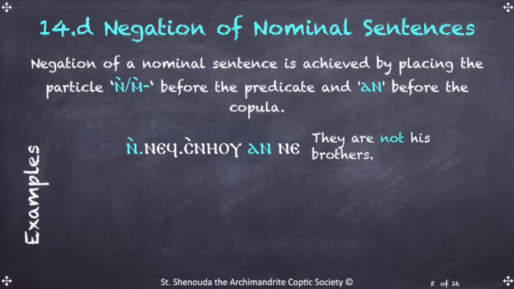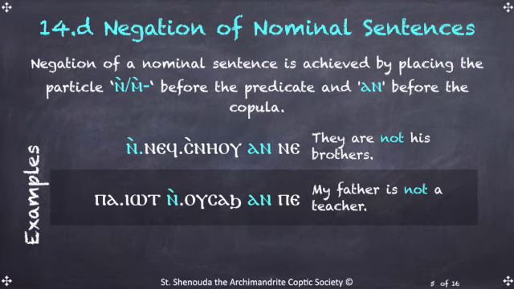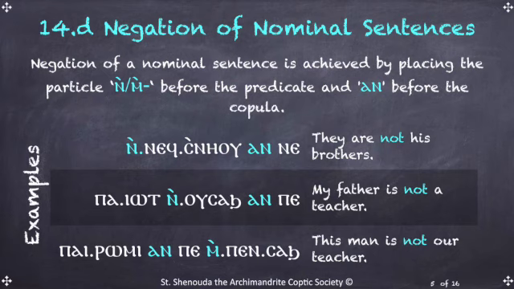Example, en nef esneu an ne. So I highlighted the n and the an to show how the negation is implemented in this sentence. Another example, payot en usach en pe. My father is not a teacher. Last example, Pyromi an pe impensach. This man is not our teacher.